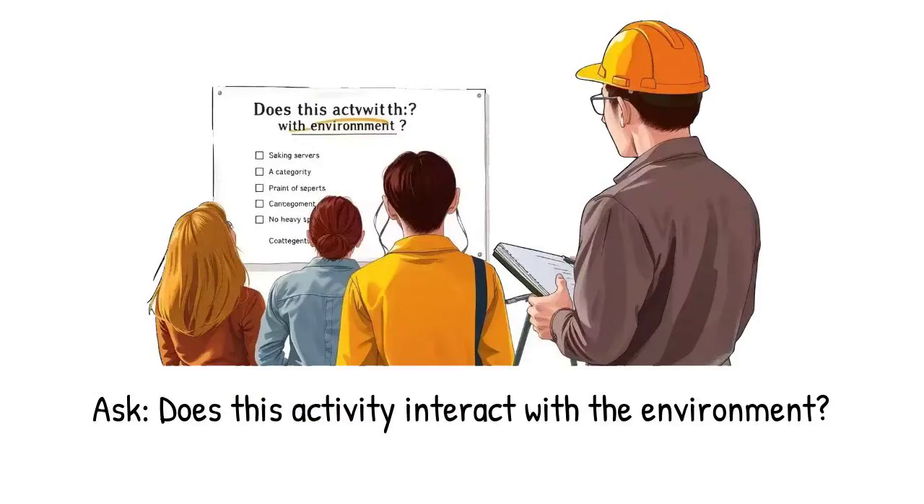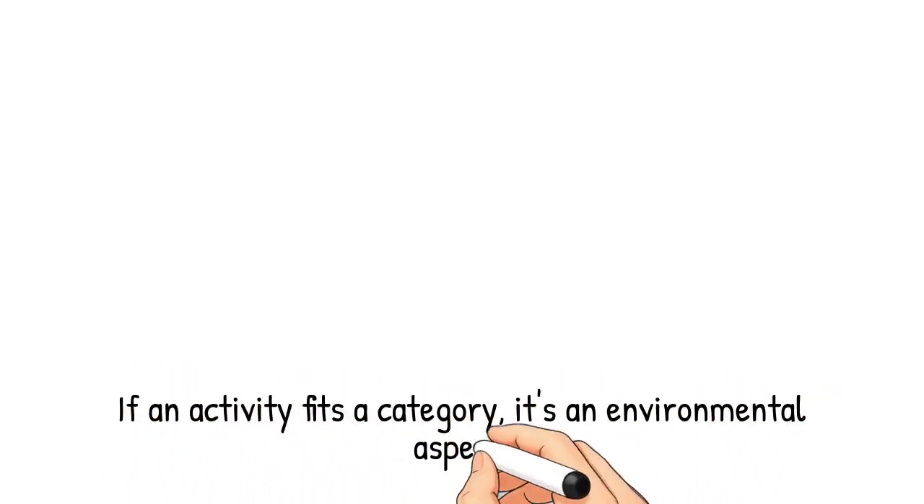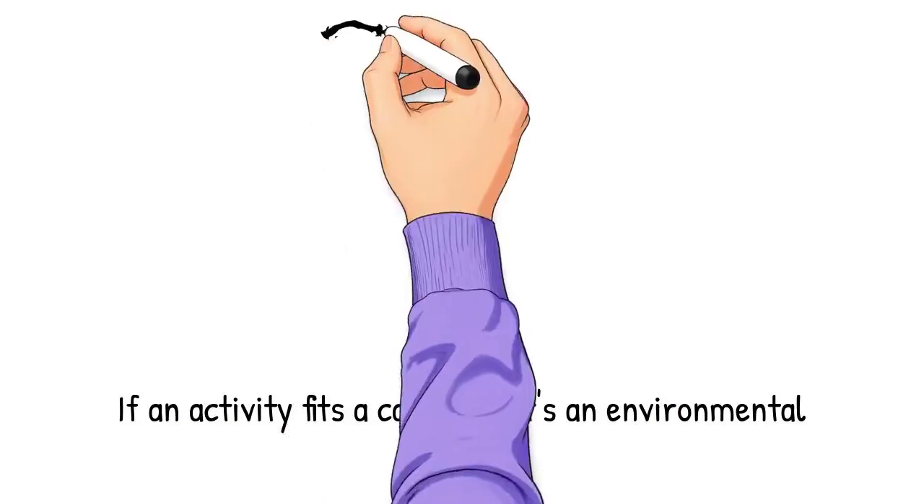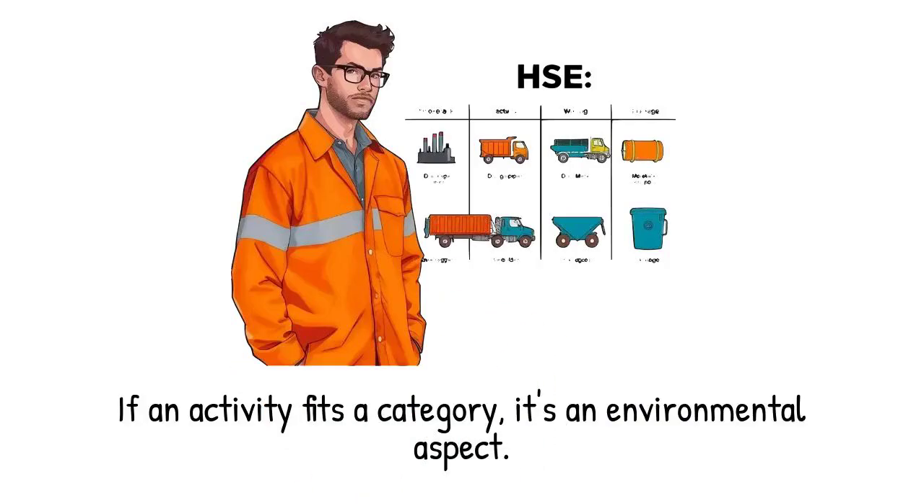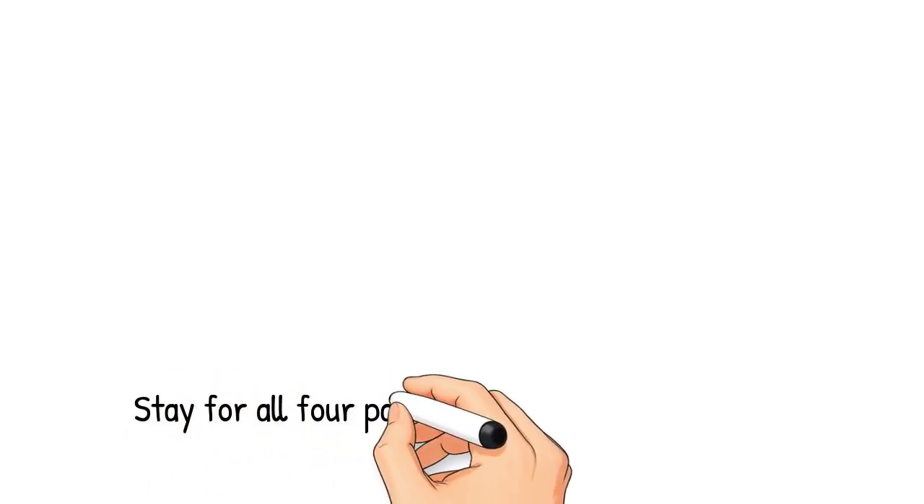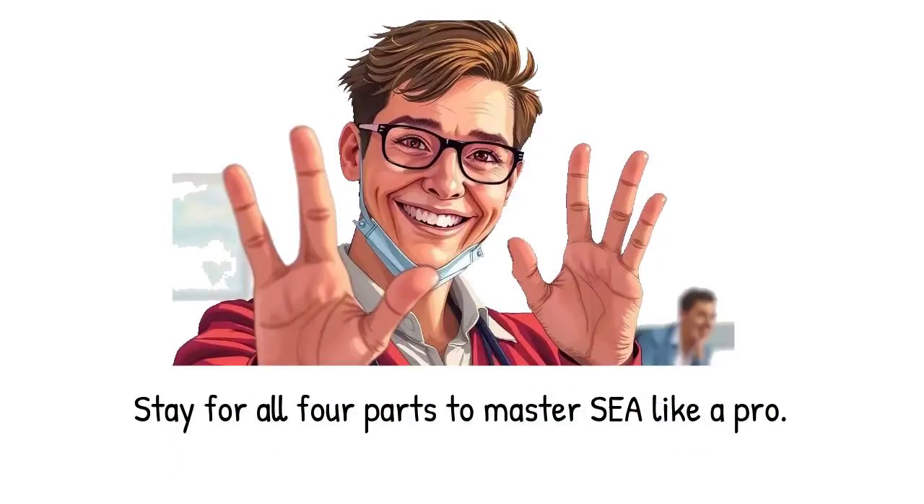To make this even simpler, use 5 categories: emissions to air, releases to water, releases to land, resource consumption, and waste generation. If an activity fits any of these categories, it has an environmental aspect. In Part 2, we will go deeper and identify aspects step by step, using real examples from manufacturing, construction, and office environments. This is just the beginning. Stay with me through all 4 parts, because by the end, you will master SEA like a pro.